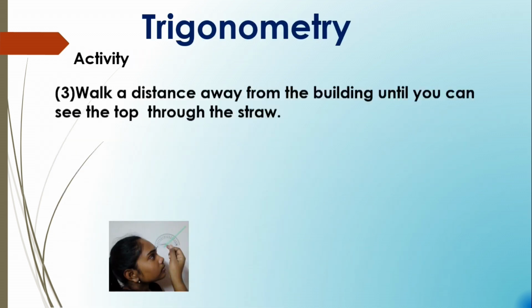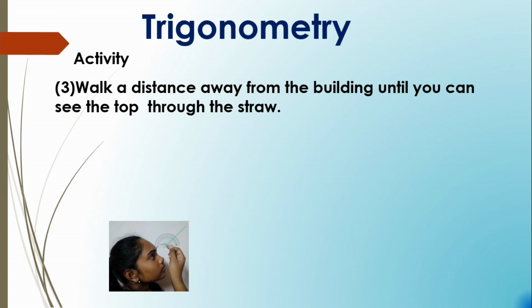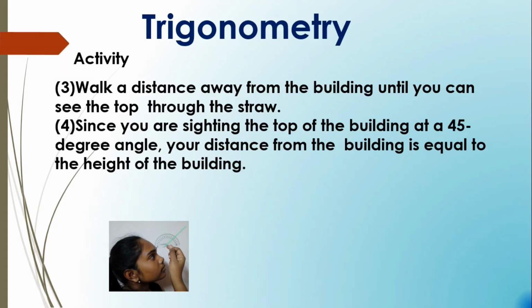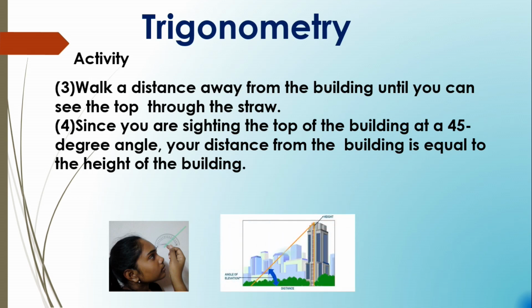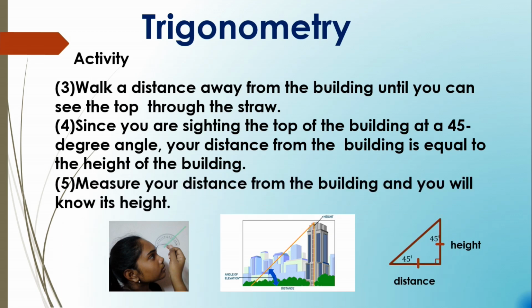Then you walk a distance away from the building until you can see the top through the straw. Since you are sighting the top of the building at a 45 degree angle, your distance from the building is equal to the height of the building, because in fact you have created an isosceles right angle triangle, that is, the height and the base are equal. So you measure your distance from the building, you will know its height, that is, the distance you have walked away from the building will be same as the height of the building.